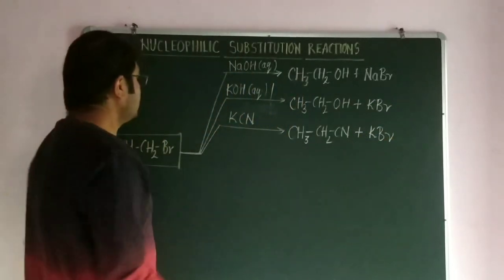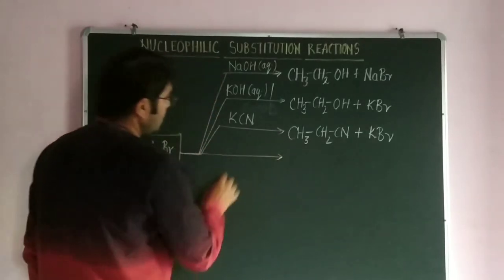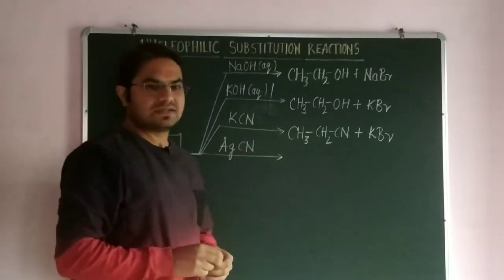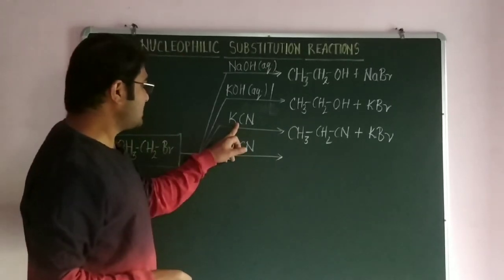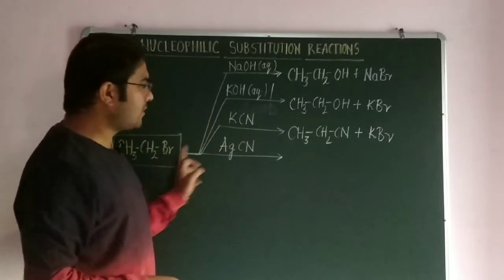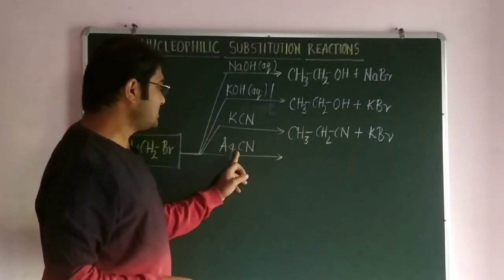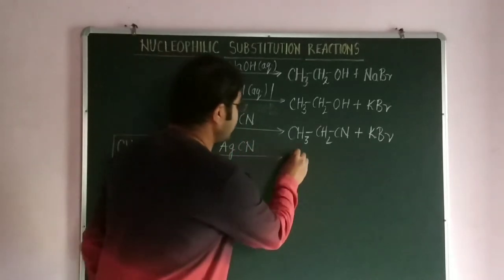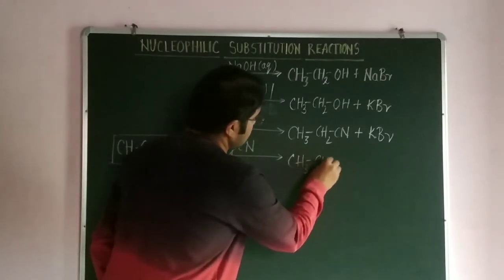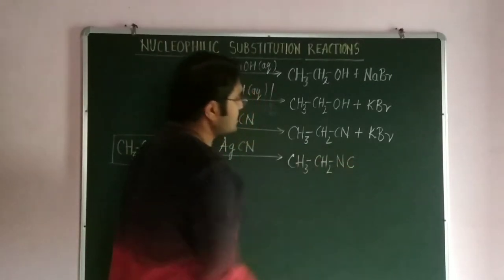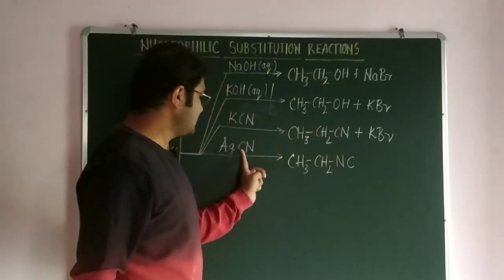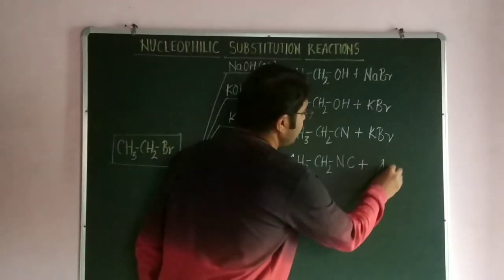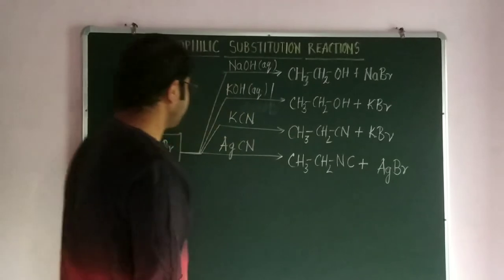The next reaction is when it reacts with AgCN. As I discussed in the previous video, when KCN reacts with CH3CH2Br, it forms cyanide, and when instead of using KCN we use silver cyanide, it forms isocyanide. So this is the important reaction here. KCN forms cyanide, AgCN forms isocyanide, NC, and the elimination is similar, the salt of silver, AgBr, is out from this.